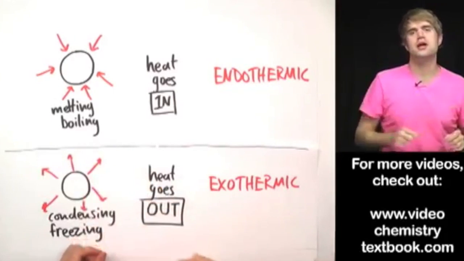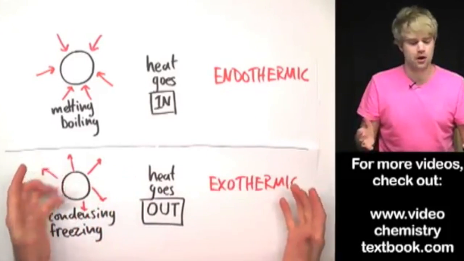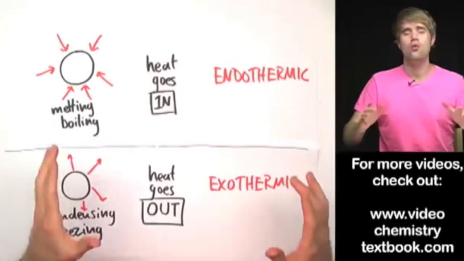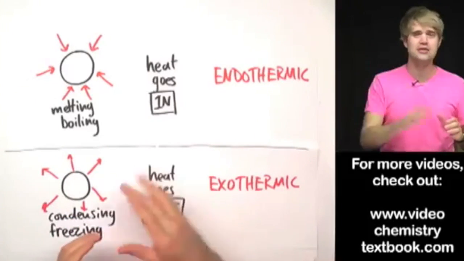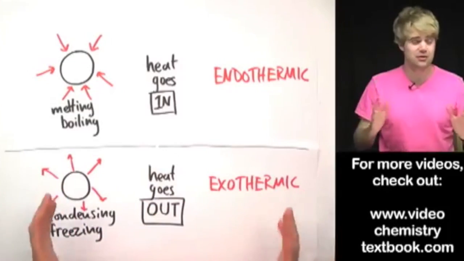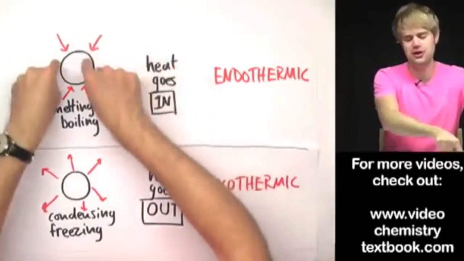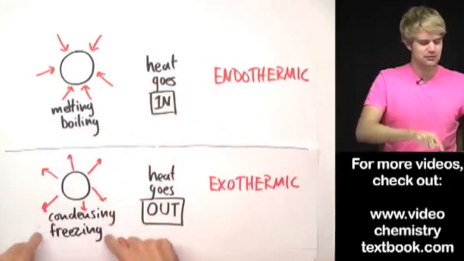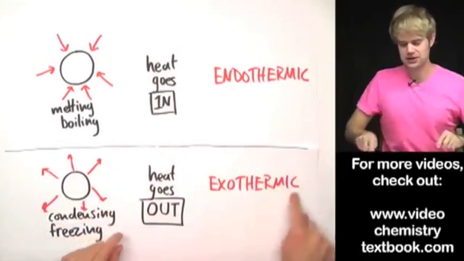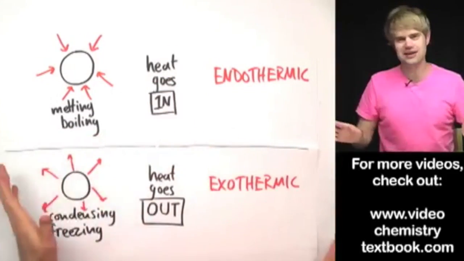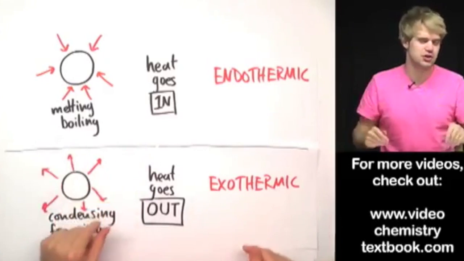Now, in the examples that I did previously, I was talking about water, okay? But this is no different with any other substance, whether it's ethanol or methane or anything you can think of. Melting and boiling, we have to put heat in, they're endothermic. Condensing and freezing, we have to take heat out, it's exothermic. Water, anything else, it doesn't matter. So don't think that it's just water.